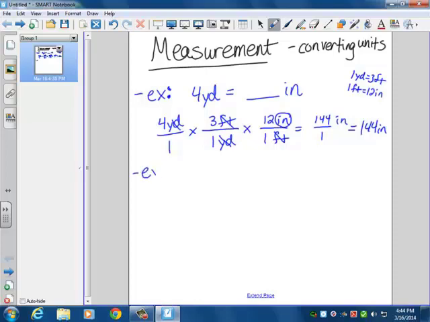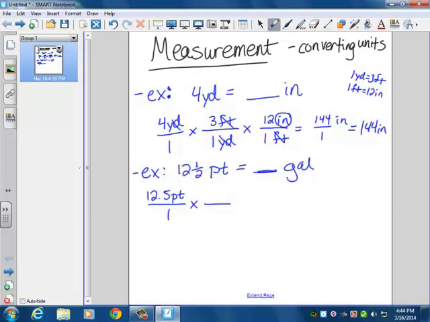Okay, let's do another one. How about 12.5 pints is how many gallons? Okay, so first step, whatever I'm given, put it over 1. I'm just going to make it 12.5 pints over 1 instead of 12.5. Make it look a little nicer, a little easier.